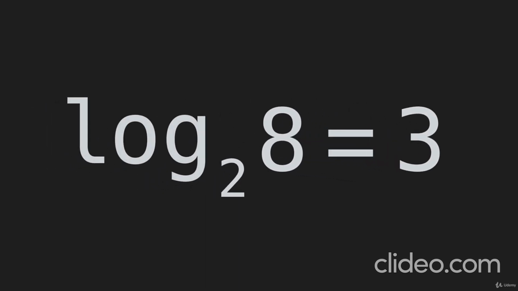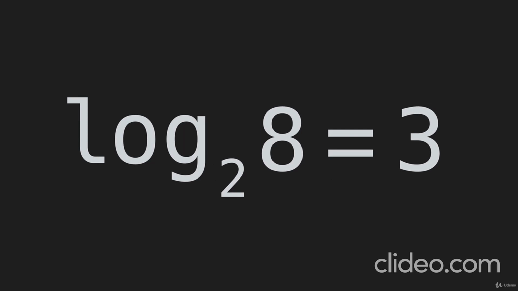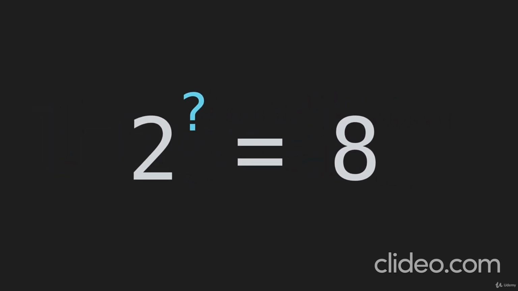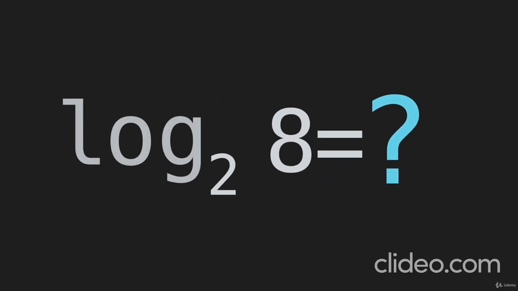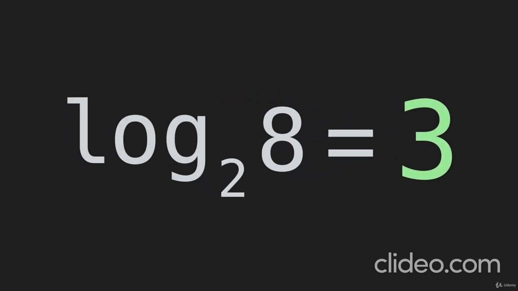Log sub 2 of 8 equals 3. I'm going to back this up, and we'll look at this again. Log sub 2 of 8 equals 3. We're basically saying 2 to the what power equals 8? Well, that number is 3. To put it another way, if we take the number 8 and we repeatedly cut it in half, we divide it by 2, how many times do we have to divide it by 2 to get down to 1 item? And that is 3 times.